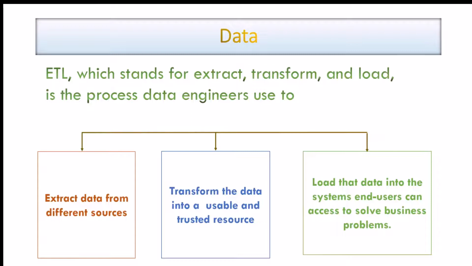So the data engineers can extract data from different sources that will be transformed into a usable and tested resource, because the data in different sources may have a different format or a different way of things that needs to be transformed so that they can be used in a proper way, and the data we are getting should be a very trusted one. While transforming, we should not change any truth of the data.